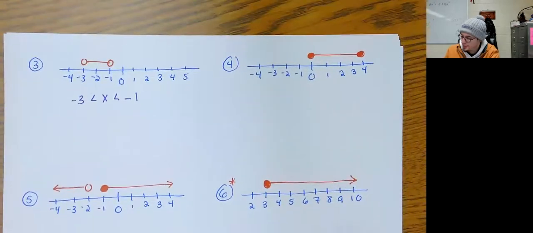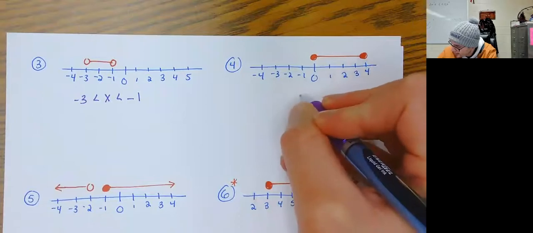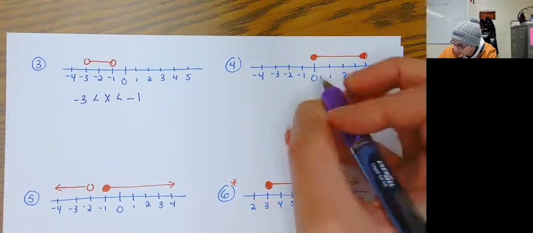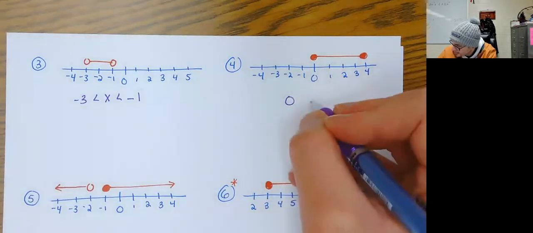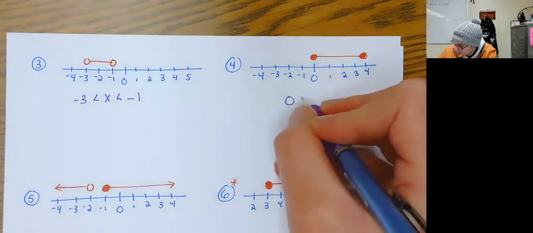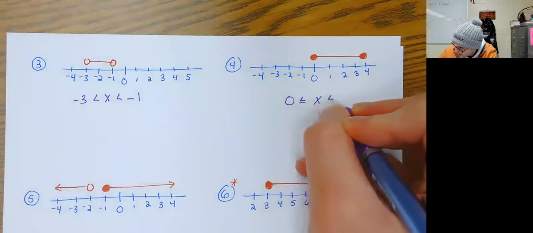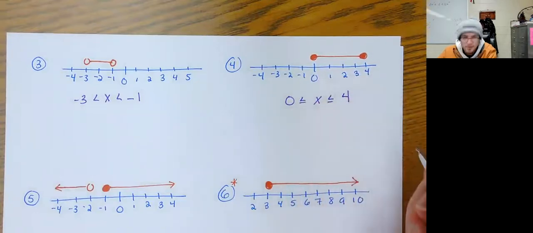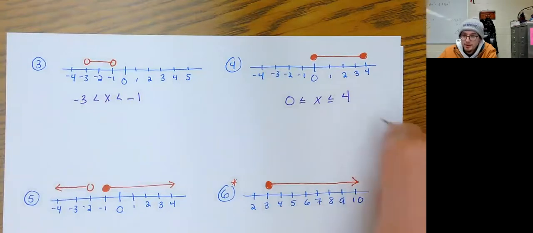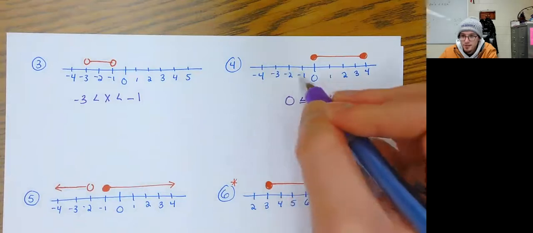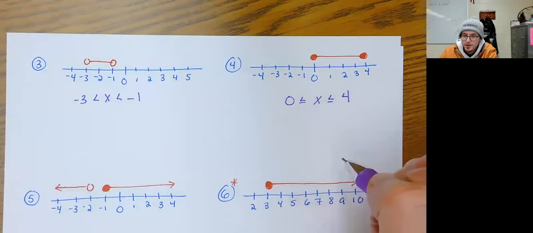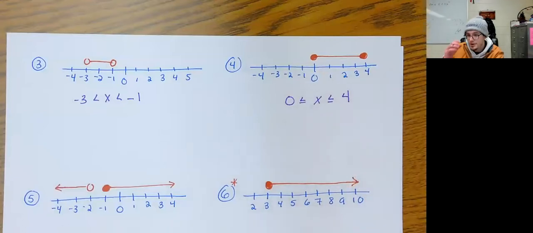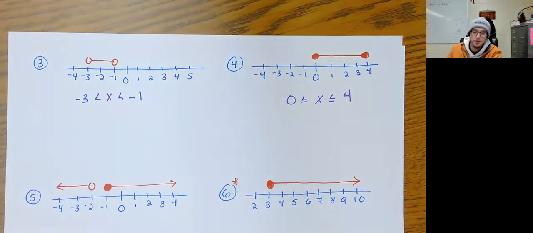Number 4, drop down the more negative number. 0 is less positive than 4 is. So we got 0 less than or equal to x less than or equal to 4. All right, I think that works pretty good. This is the quickest way to write it. Drop down the left number, drop down the right number, put an x in between, then fill in your symbols. They should always be pointing towards the smaller number, the more negative number.